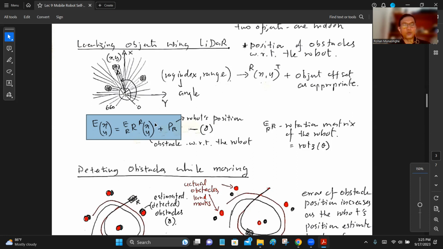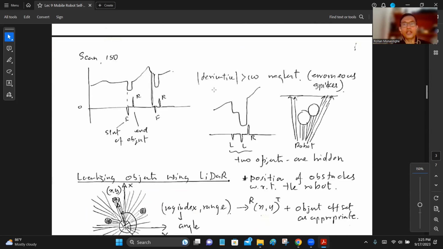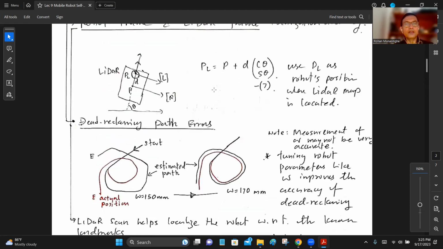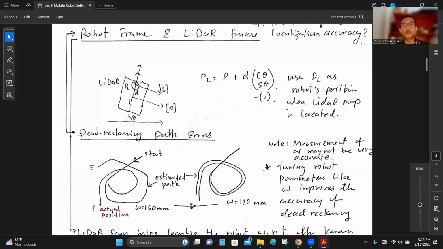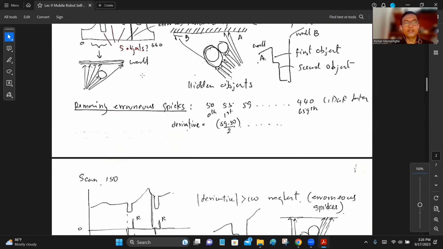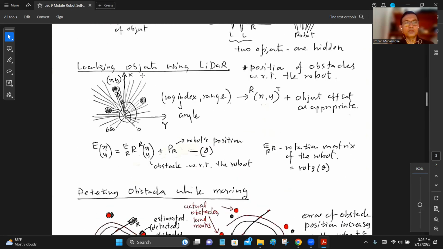You convert that into the robot's coordinate frame. That is R, X, Y, the robot's coordinate frame. Using this equation, you can do that. The little offset, this one, is the difference between the robot coordinate frame and the LiDAR coordinate frame. This is already known. You know how far away the LiDAR is with respect to the robot's position. So everything that you see on your LiDAR, you can quickly transform to the robot coordinate frame. Now, after that, how do you convert it back to the world coordinate frame?